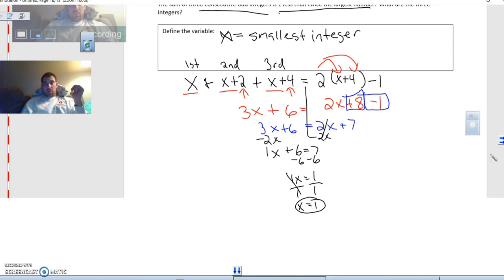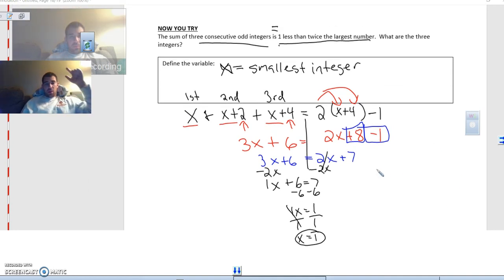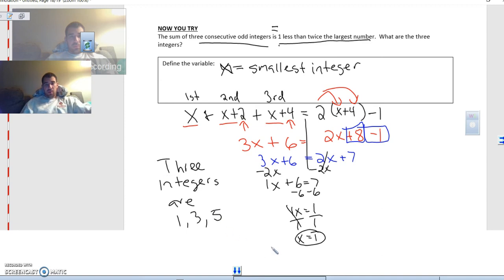So what are my three integers? My three integers are 1, 3, and 5. Largest integer would be 5. So does this work? Let's try to check on this. See if we got the right answer.